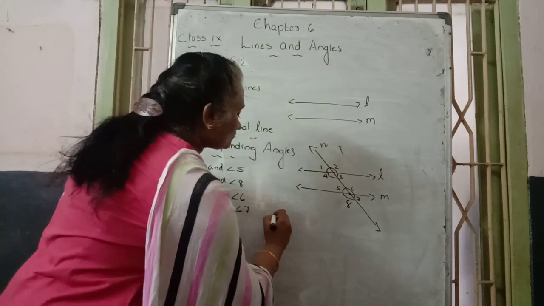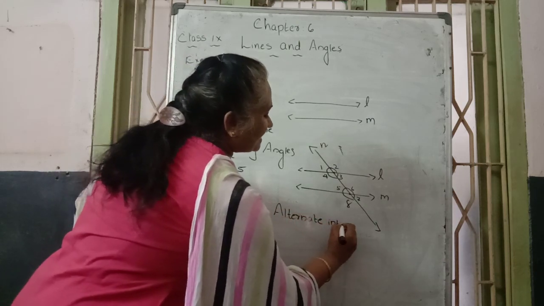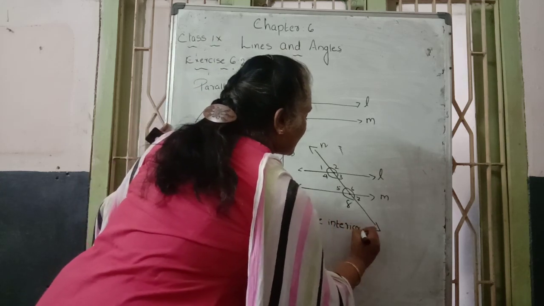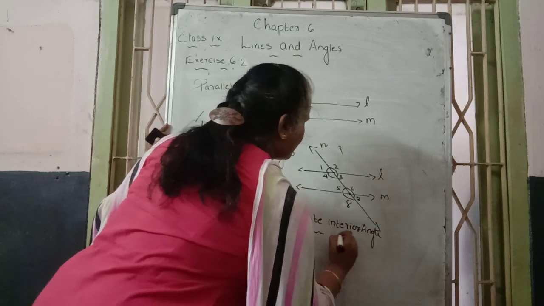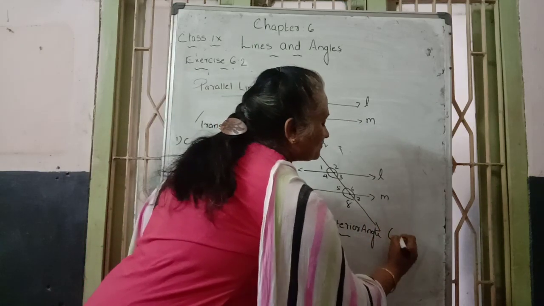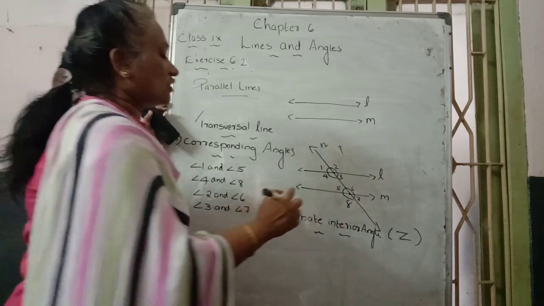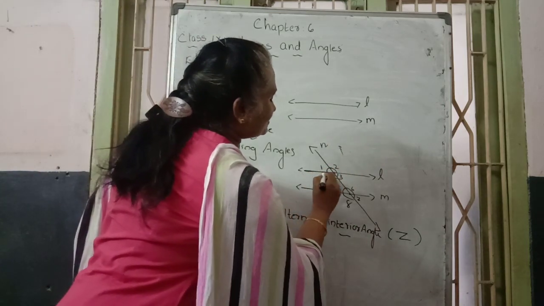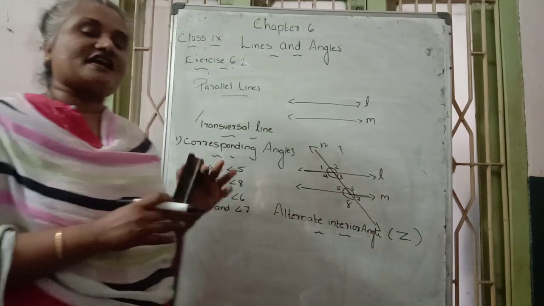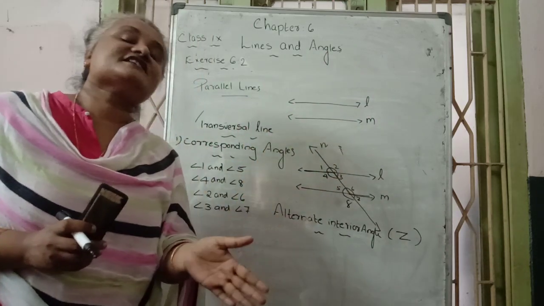Then the next word is alternate interior angle. What about alternate interior angles? How to find them? For easy identification, the shape of that angle pair becomes a Z shape. See, alternate, Z shape. Here is the left side Z shape. The two lines are line L and M. In the alternate interior angle case, two lines are cut by a straight line at distinct points.